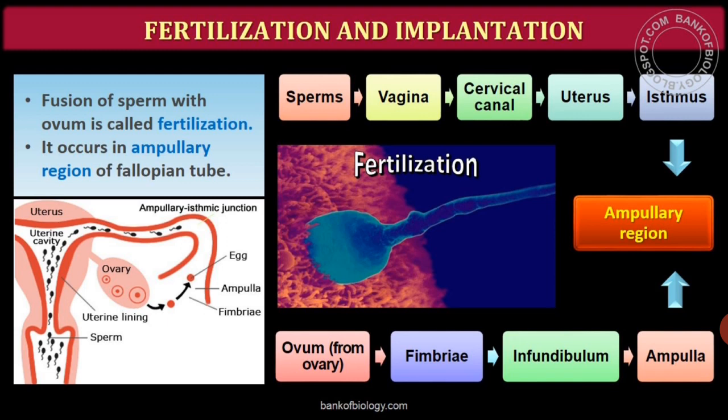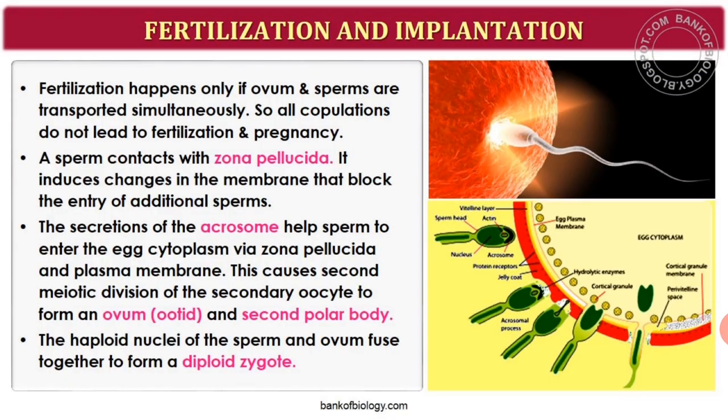I already told you the definition of fertilization, that is the fusion of the sperm with the ovum is called fertilization. And where does it occur? It will occur in the ampullary region of the fallopian tube. Okay, what next?